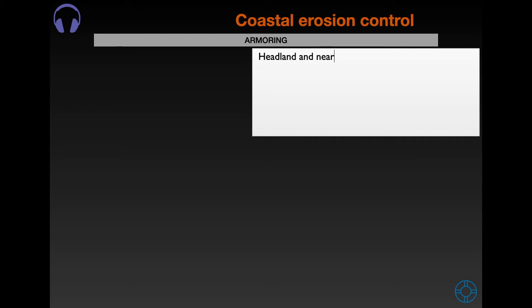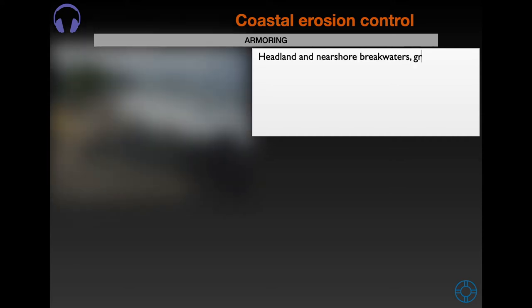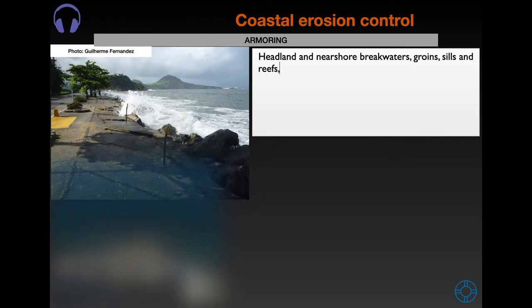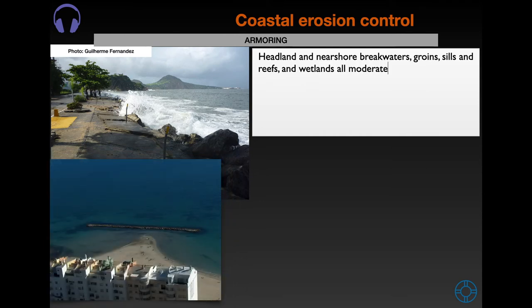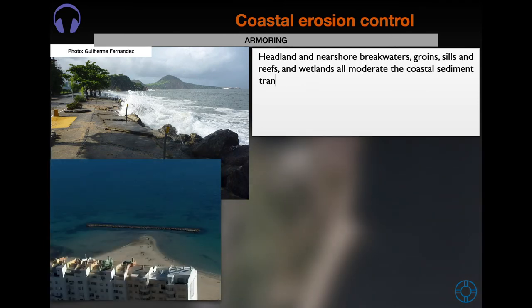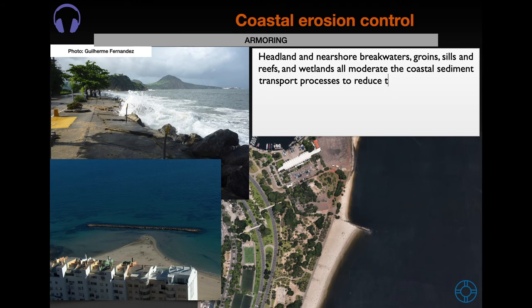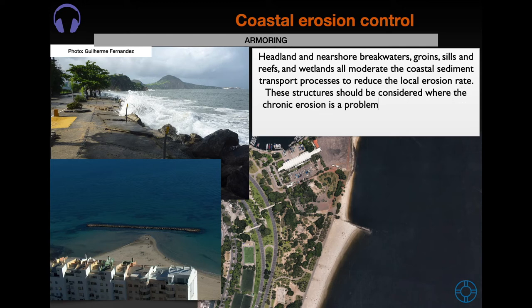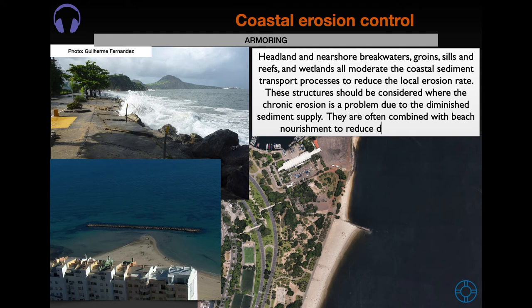Headlands and nearshore breakwaters, groins, sills and reefs, and wetlands all moderate the coastal sediment transport processes to reduce the local erosion rate. These structures should be considered where chronic erosion is a problem due to diminished sediment supply. They are often combined with beach nourishment to reduce downdrift impacts.